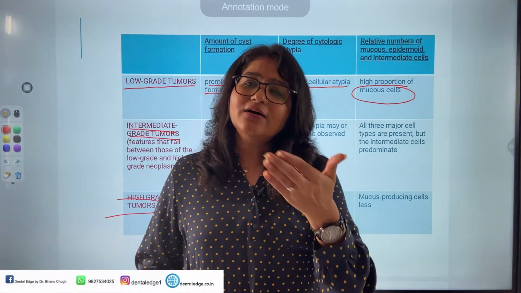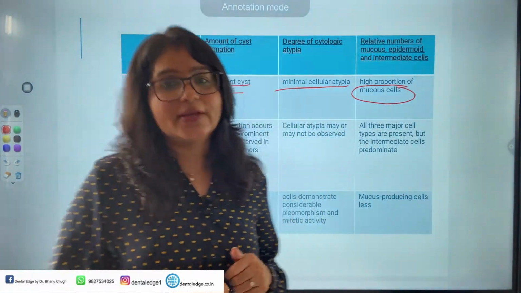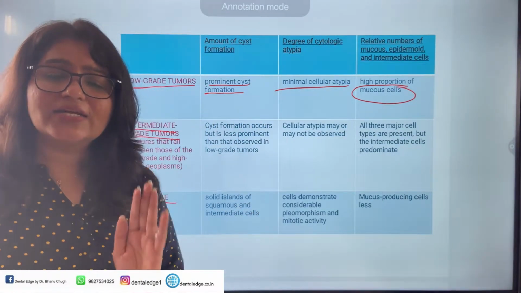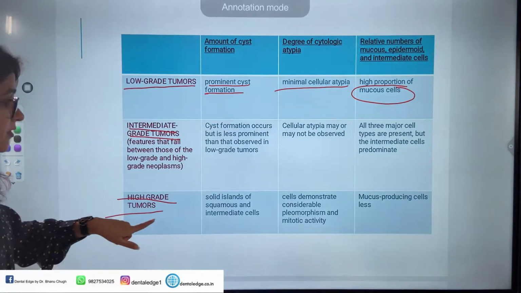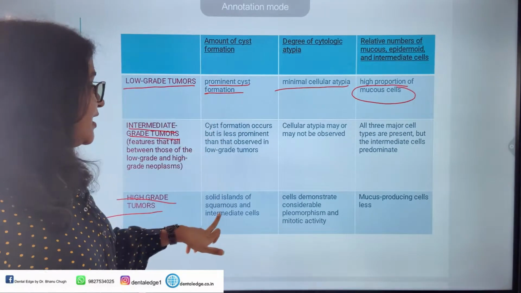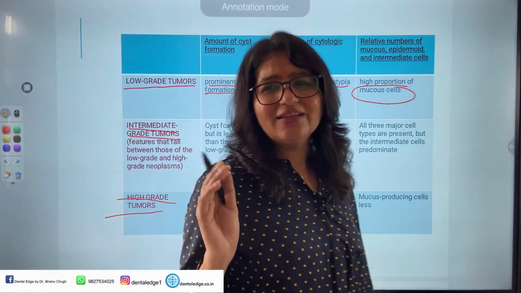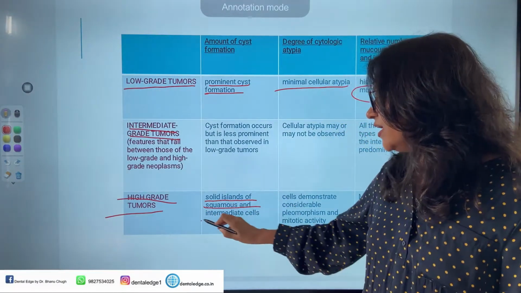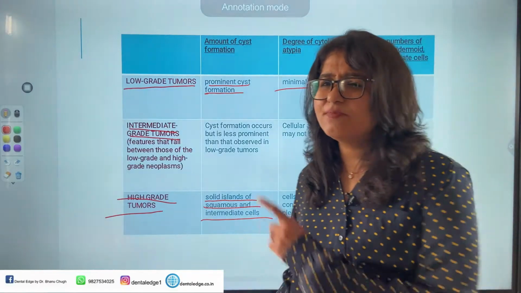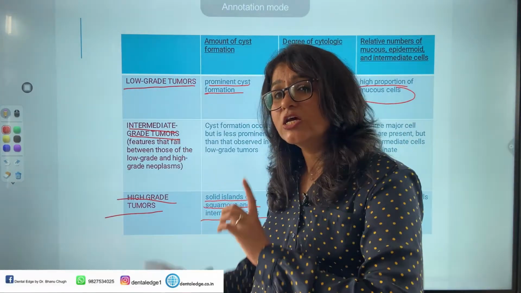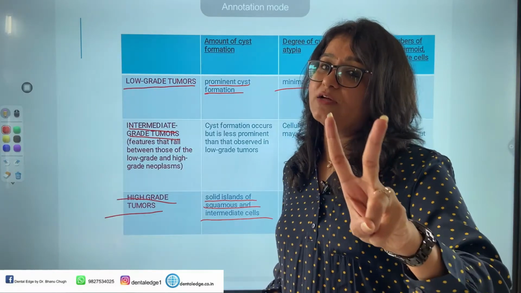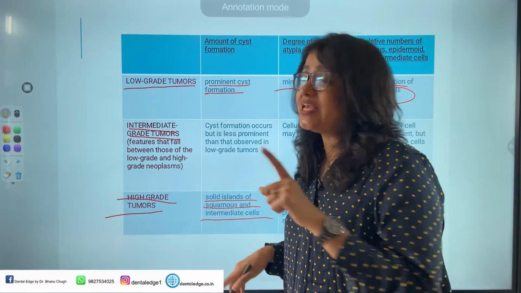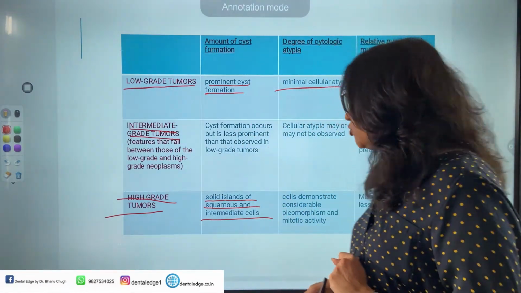Now let's first see the high grade tumors and then I'll come to the intermediate grade tumors, because intermediate grade tumors fall between these 2. So let's see the other end, that is the high grade tumor. In low grade there was cyst formation. In high grade tumors there is presence of solid islands and there is minimal or no cyst formation, right? So there is presence of solid islands of squamous and intermediate cells. Why squamous and intermediate? Mucus cells are very rare in this case, right? So it has basically 2 populations, squamous and intermediate. So there will be solid islands of squamous and intermediate cells in case of a high grade tumor.